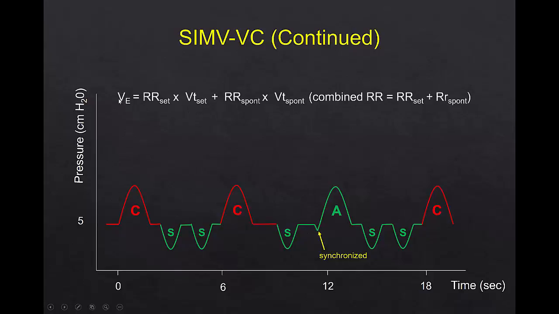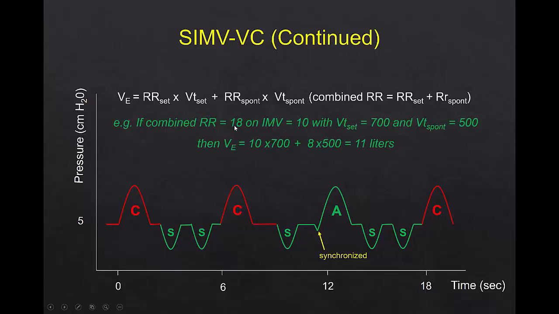So the minute ventilation is a combination of the mandatory part of the ventilation, which is how many breaths you set times the tidal volume, and then the spontaneous part, which is how many patient breaths they take times the patient's own tidal volume. And the combined respiratory rate is the machine rate plus the patient's spontaneous rate. Much easier to understand this if I give you an example. So I'll do that right now.